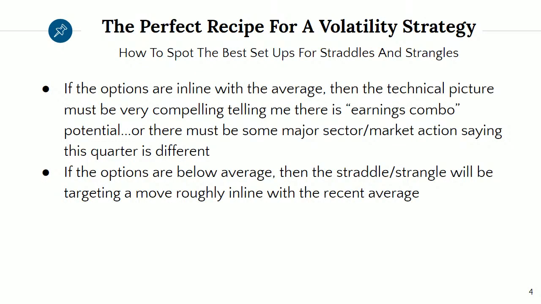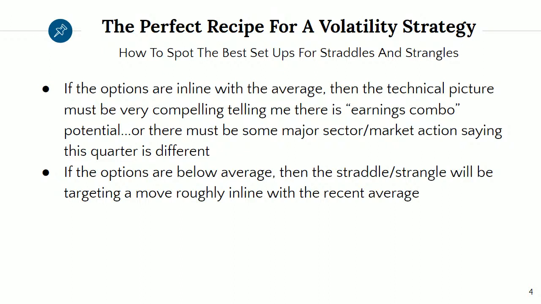Now, quickly, if the options are in line with that average, so if the priced-in move this quarter is in line with the 2 to 3 quarter average, then the technical picture for me needs to be very compelling to say that it has that earnings combo potential. Or there's going to have to be some sort of major sector action, maybe overall market action, telling me that this quarter has the potential to be different. So if the options are in line with the average, there's got to be something outside of that telling you there could be a bigger than expected move.